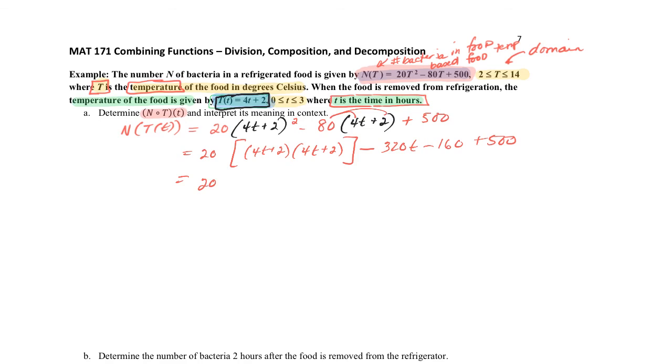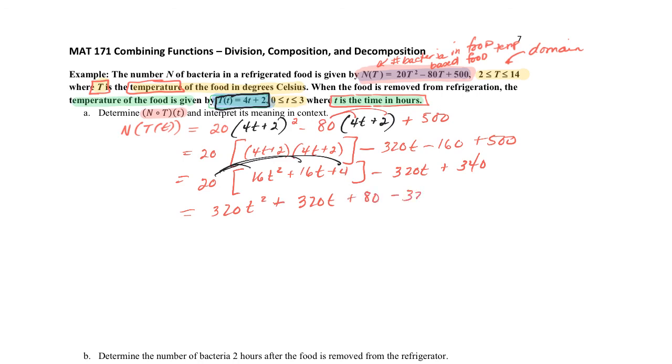So 20 times (4t plus 2) times (4t plus 2). We're going to FOIL that: 16t squared plus 16t plus 4, minus 320t. Negative 160 plus 500 is positive 340. Let's go ahead and start simplifying. Now we're ready to distribute 20 to each of these terms. So this becomes 320t squared plus 320t plus 80 minus 320t plus 340.